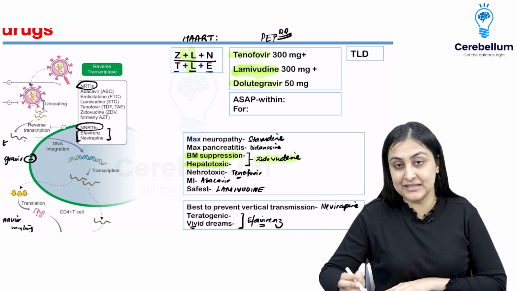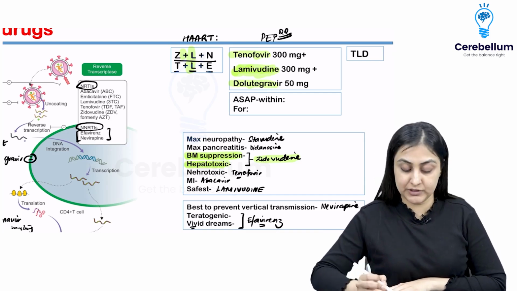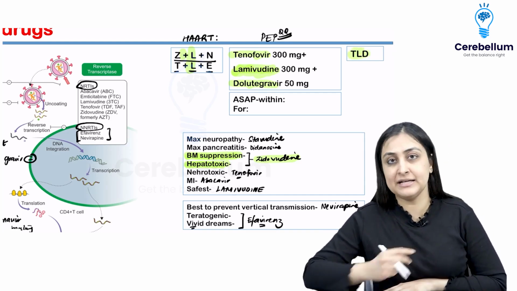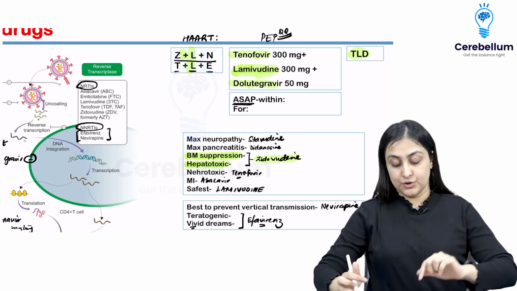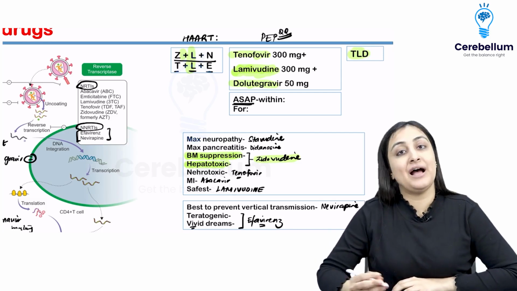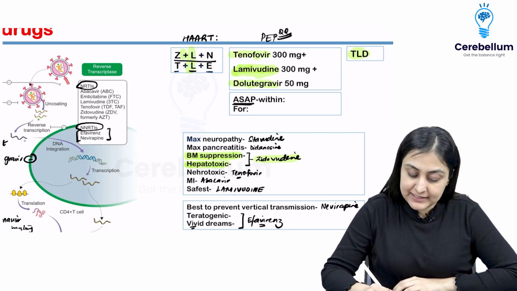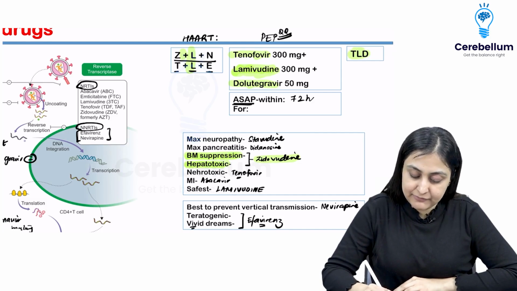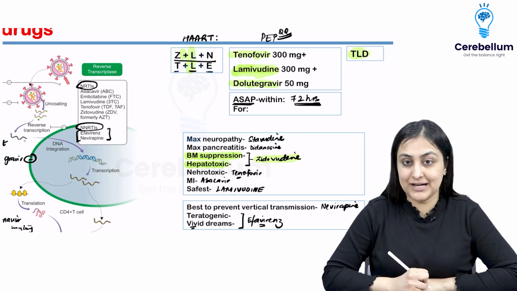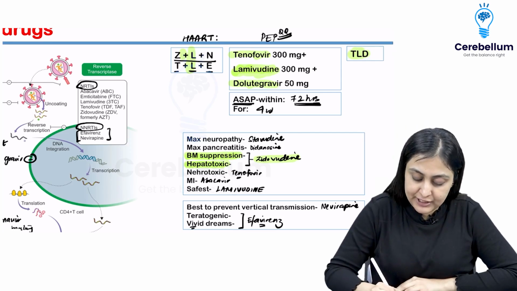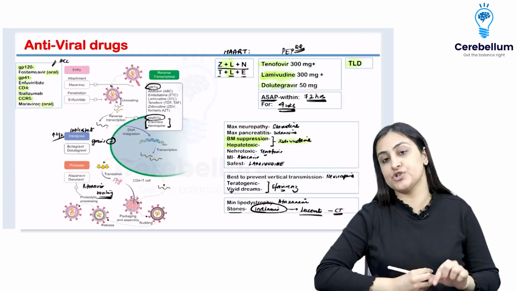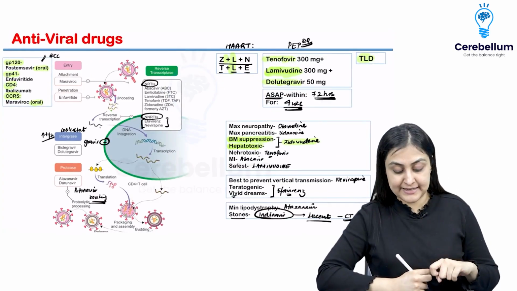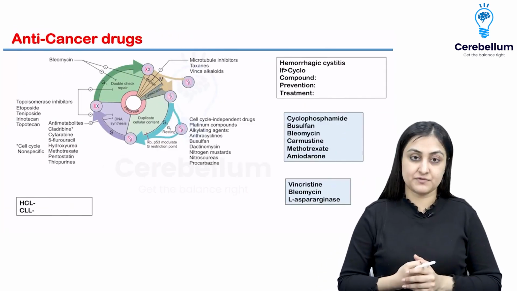So this is the updated guidelines. Very important. You want to remember TLD. You know TLD badge, thermoluminescent dosimeter. That's what you want to remember. So the PEP after you have had a needle prick should be started ASAP, but remember within 72 hours. Alright, and this should be given for 4 weeks. So these are two numbers that you want to remember for post-exposure prophylaxis. So this takes care of anti-HIV drugs for us.